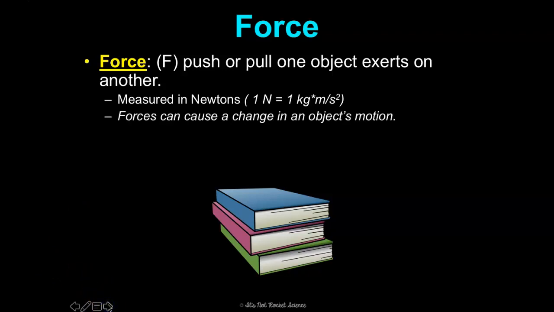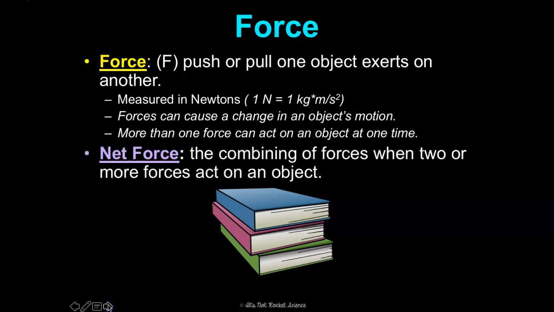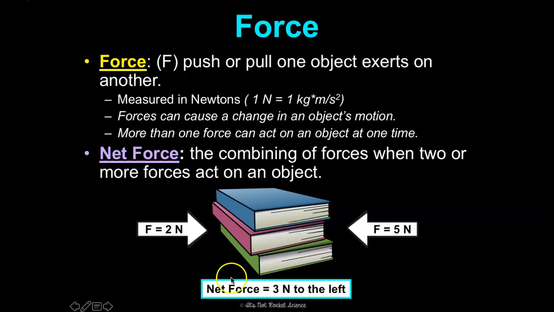Forces can cause a change in an object's motion, and more than one force can act on an object at one time. A net force, the next thing on your note sheet, is the combining of forces when 2 or more forces act on an object. For example, if these books have a force of 2 newtons pushing them to the right and 5 newtons pushing them to the left, the net force is 3 newtons to the left, which is 5 minus 2. Which direction will the books move?